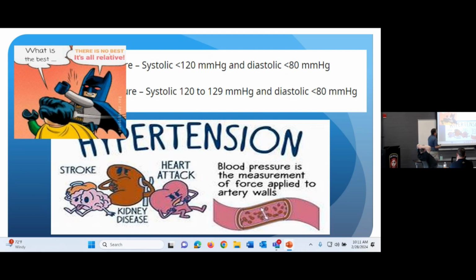Okay? If I have a 60-year-old that's emaciated and weighs 50 kilograms and their blood pressure is 90 over 60, they're talking to me, smiling, laughing. Are they hypotensive? Probably not. That's probably okay for them. So blood pressure is all relative, okay?